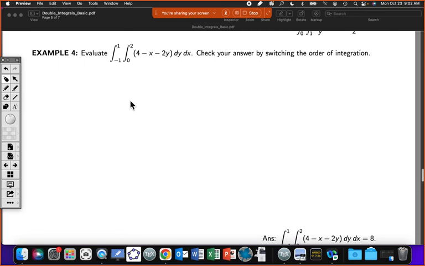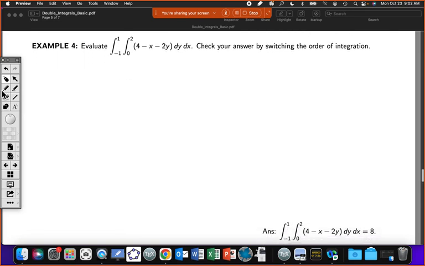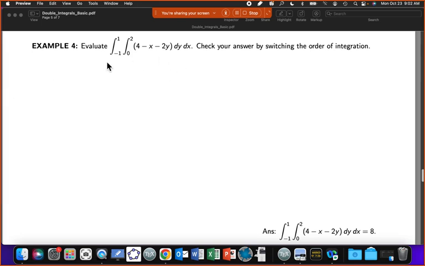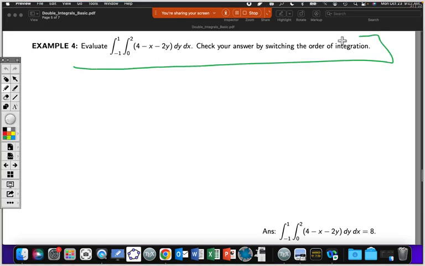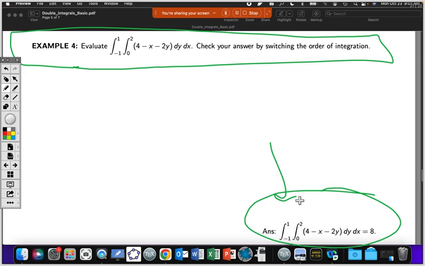I'll leave this one for you to do. Integrate given the order and then check your answer by switching the order of integration. All right, because we only have a couple minutes left, consider that your homework problem for tonight.